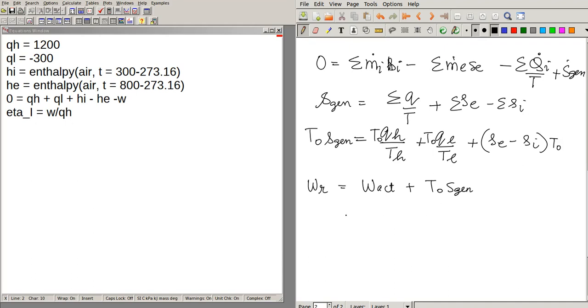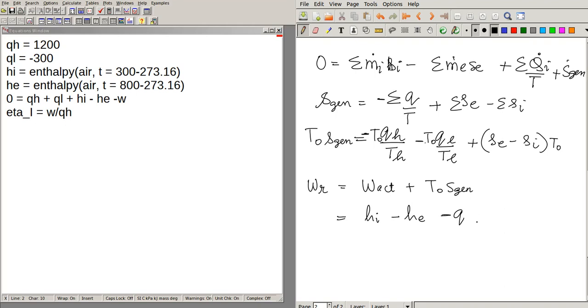Where W actual, I mean, already we have it, but still, just to go through the derivation, W actual will be Hi minus He plus... this should have been plus. So pardon me, that sign mistake was there. So this is all minus.